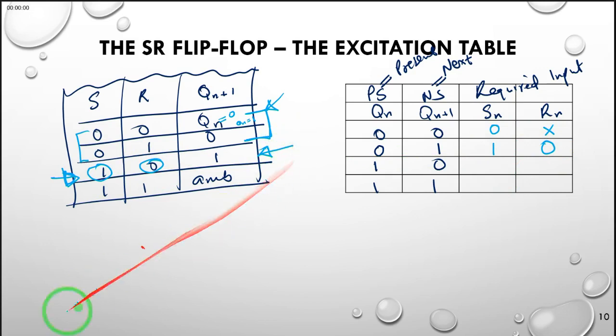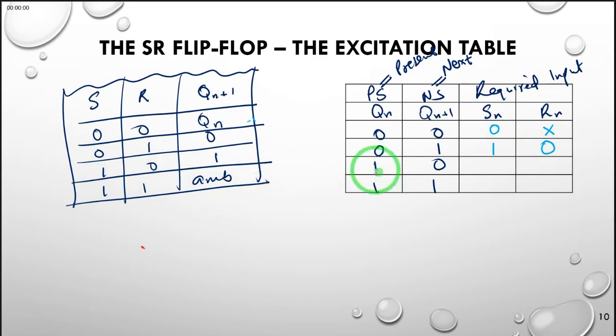And therefore we say that we require S to be 1 and R to be 0. Again, if we want to move from the present state being a 1 to 0, then this could have been 0 or this could have been a 1, but we do not want to remain in the same state. We want to move from 1 to 0, and therefore this is the only input combination that allows us to move from 1 to 0. And therefore we require S to be 0 and R to be 1.